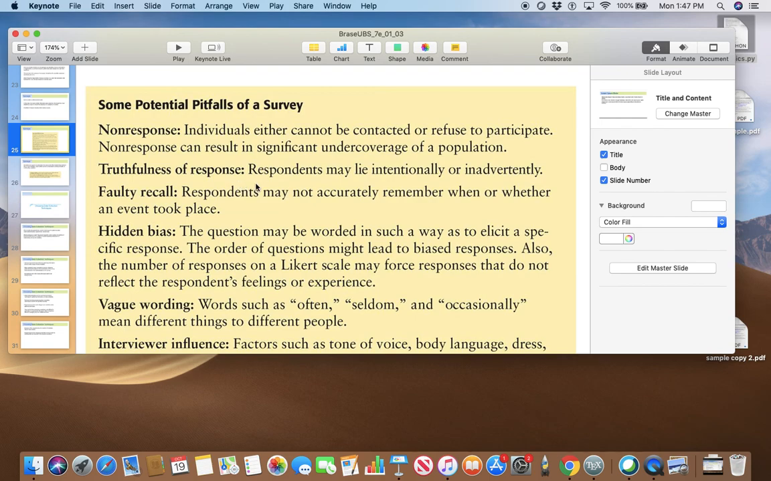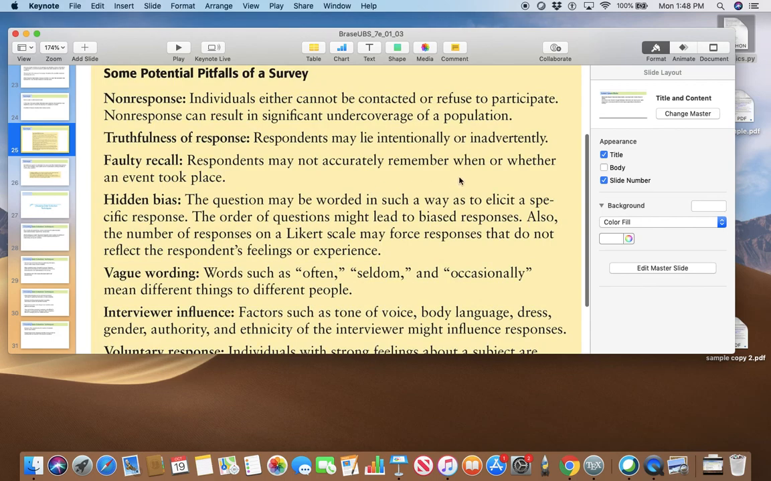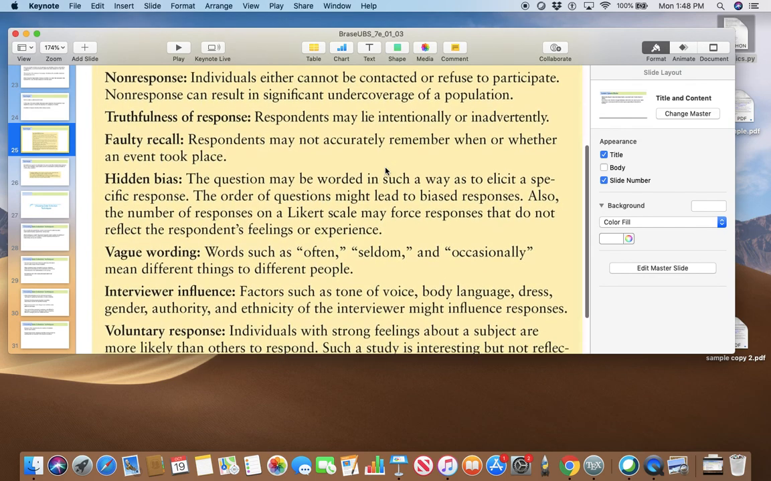Truthfulness of response. Sometimes the respondents may lie intentionally or inadvertently. So either intentionally or without meaning to, the respondent may lie. These things happen. Faulty recall: respondents may not accurately remember. Right? That can also happen. So sometimes we are participating in a survey and we don't really remember what it was.